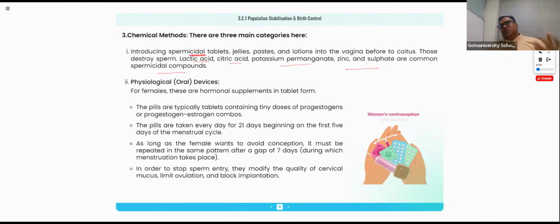You know what is HCl? Hydrochloric acid. You know HNO3, nitric acid. So those acids are not absorbed in this lactic acid and citric acid, right? Now we are coming to the physiological oral devices.